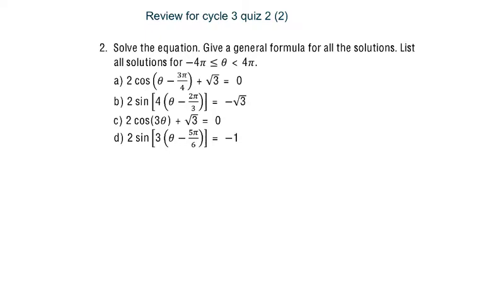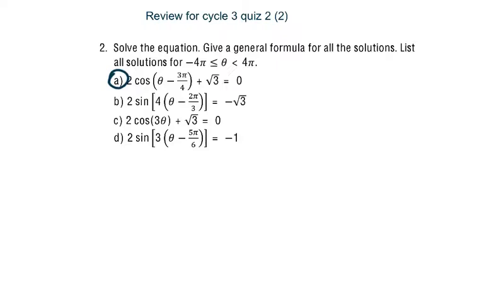Yeah, this lesson is a continuation of the review for cycle 3, quiz 2, solving trig equations. For number 2, solving the equations, give a general formula for all solutions, then list all solutions from negative 4 pi to 4 pi. Okay, let's go to the first one. So I have 2 cosine of theta minus 3 pi over 4, plus square root of 3, equal to 0.